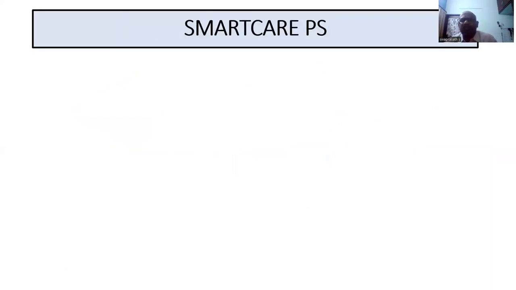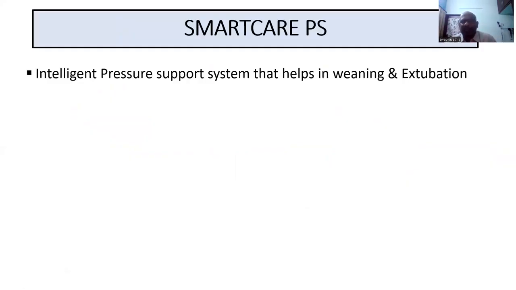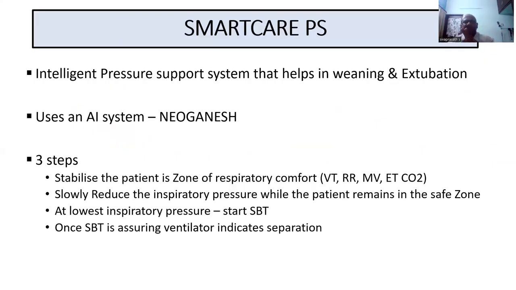Coming to the last mode, that is SmartCare PS, on pressure support. It is an intelligent pressure support system that helps in weaning and extubation. It uses an AI system called Neo Ganesh. It's a different name, which I came across when I was reading. It uses that algorithm to support the pressure. It does that in three steps.